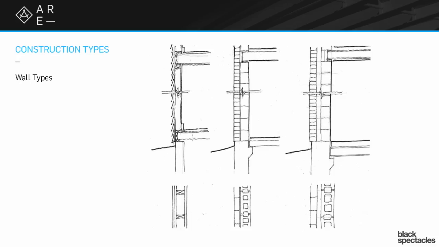So to start off with, let's just start thinking about some of the different construction systems that we might find on a job site, but also on the exam. A couple of different wall types that we can use as part of our discussion. The first one is obviously a frame construction.